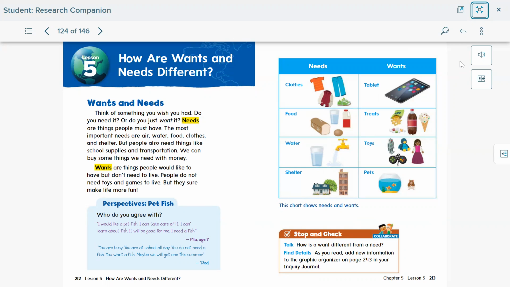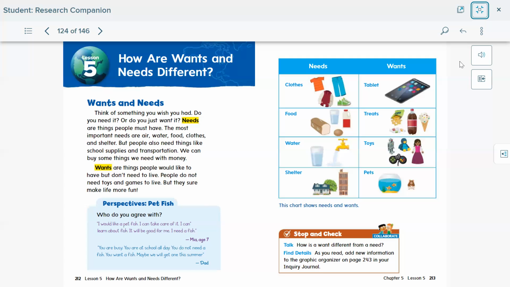So that's a conversation happening between Maya, 7 years old, and Dad. So she said, I need it. But actually, you don't need it. You want to have it. Again, you're in school, you have lots of activity and work to do. You won't have time to take care of that pet. But probably in the summertime, we can do it. So it's not a need, it's a want.